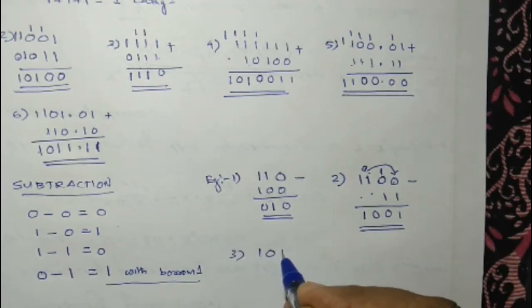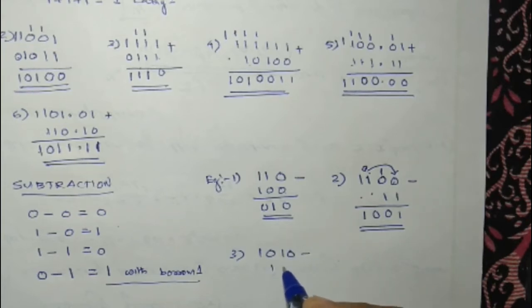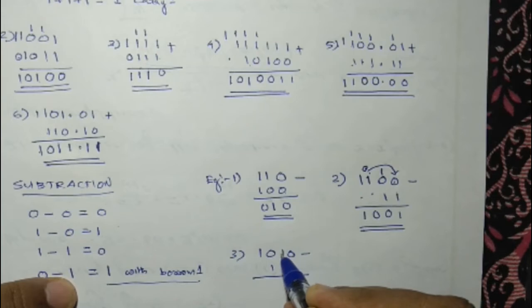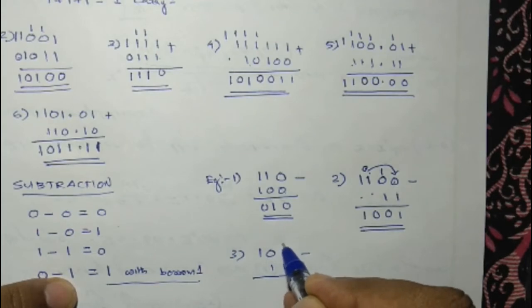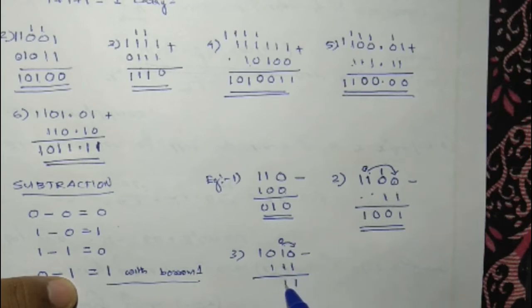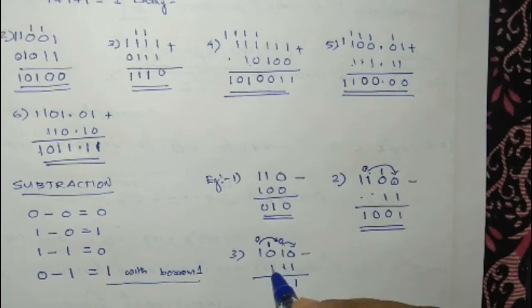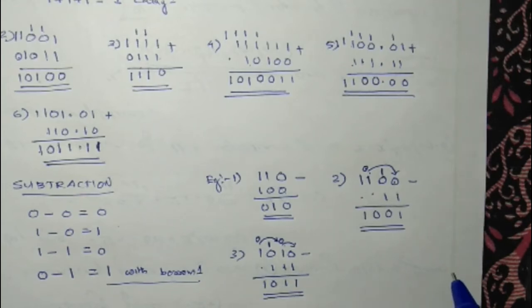Say 1010 minus 111. This is 0 minus 1. As we know, 0 minus 1 will yield a 1 with a borrow. So the next nearest number is a 1. So we can borrow from here, which makes this number a 0. So in the next place, it is 0. 0 minus 1 is a 1 with a borrow from the next nearest 1. So we can borrow from here, which makes this number a 0 and the 0 in between a 1. Now this is 1. 1 minus 1 is 0 and 1 minus 0 is 1. This will be the answer.